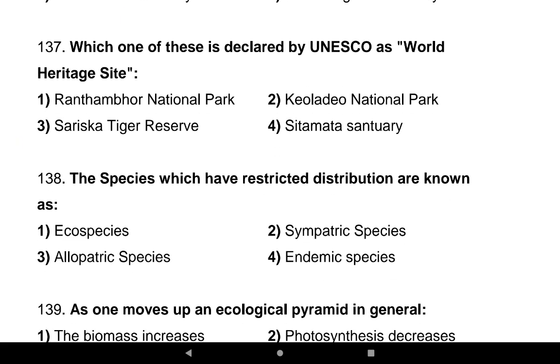Next question is, which one of these is declared by UNESCO as a World Heritage Site?